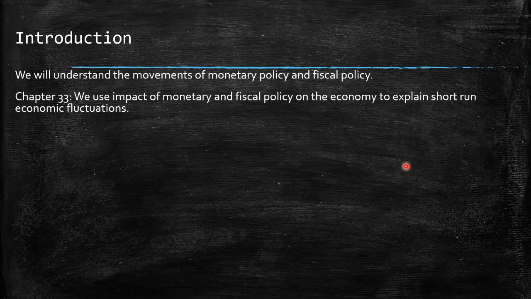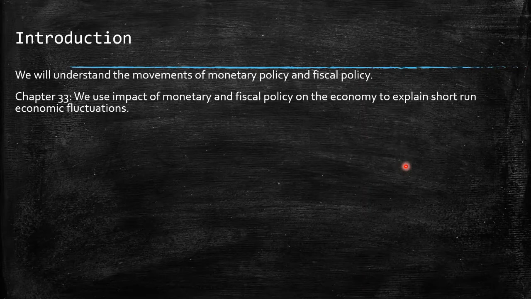movements to the curves. During chapter 33, we actually use the impact of monetary and fiscal policy on the economy to explain short-run economic fluctuations. What is the difference between short and long run in economics? In macroeconomics specifically, we're talking about the affectation of prices on basically the supply curve. We assume that in the long run there is not any effect or any movement with the long run supply curve with respect to prices. So this is basically the main issue.